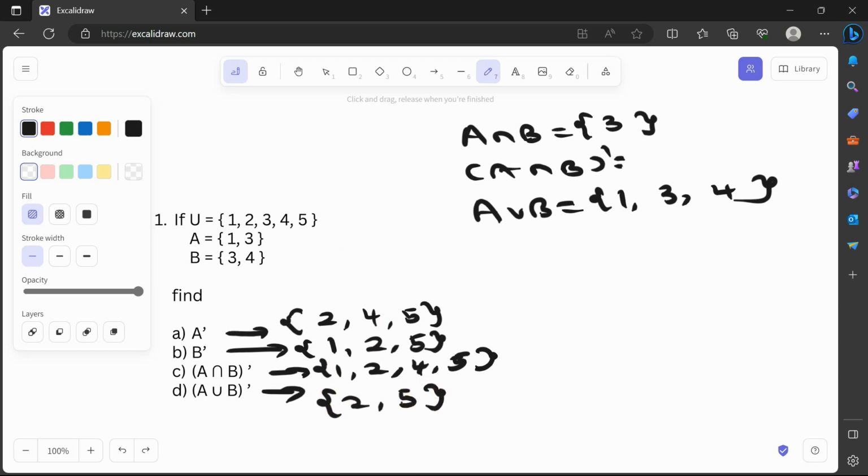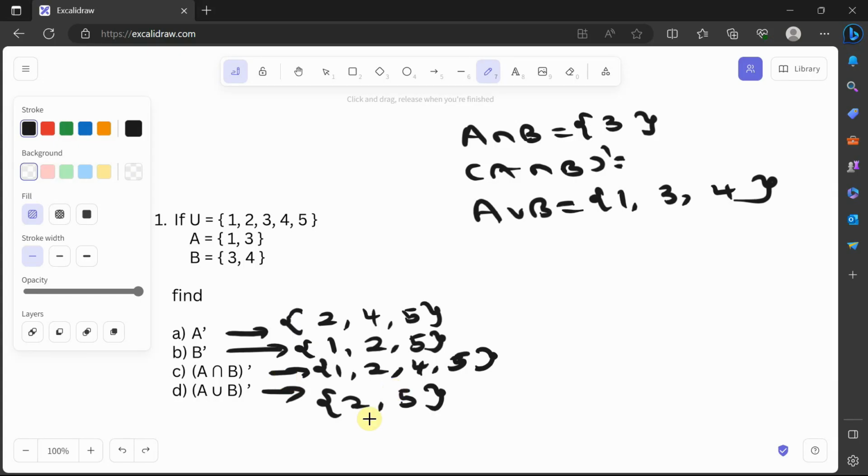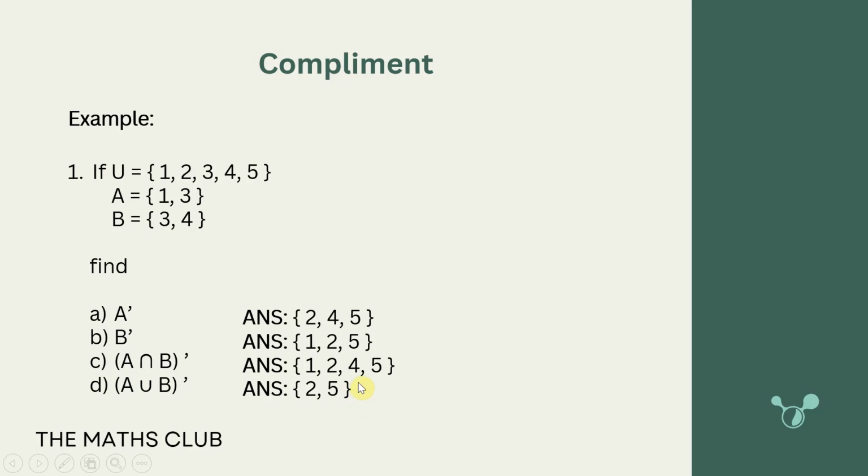So this particular example sums up everything that we've been trying to do: intersection, union, and complement. Let's see if our answer is actually correct. So we have 2, 4, 5; 1, 2, 5; 1, 2, 4, 5; and 2, 5. If you compare side by side, we can see that we are actually correct.